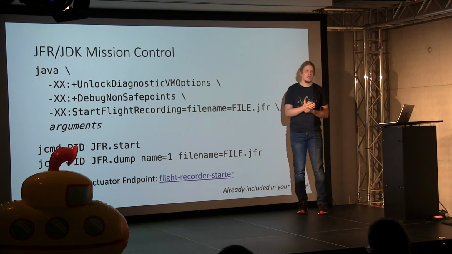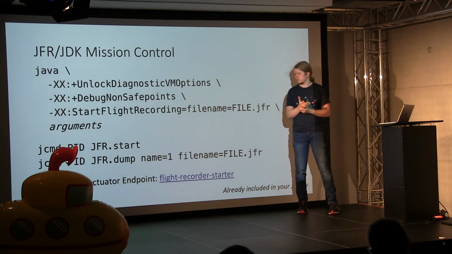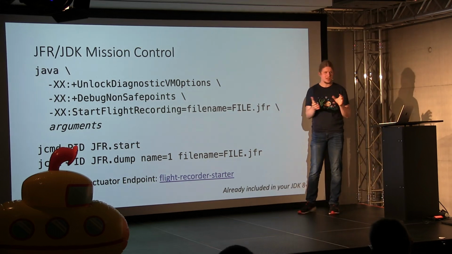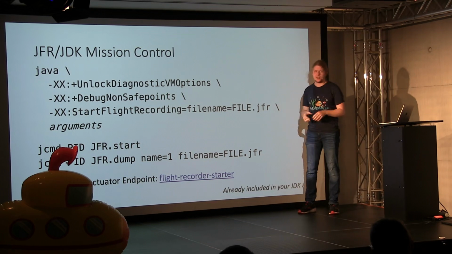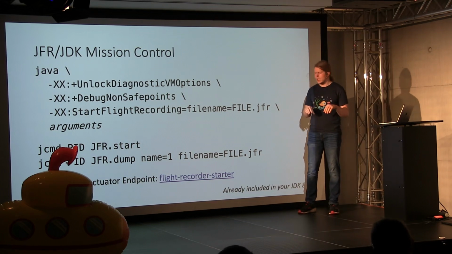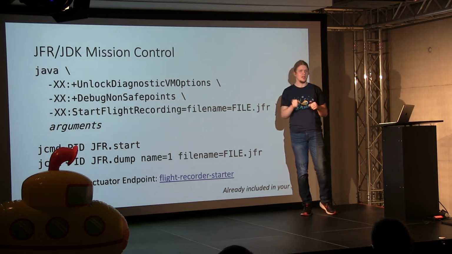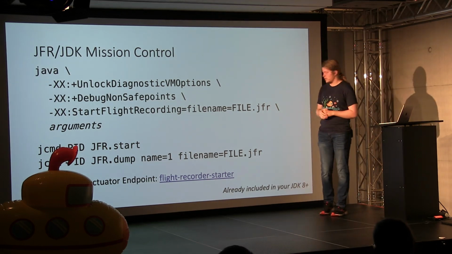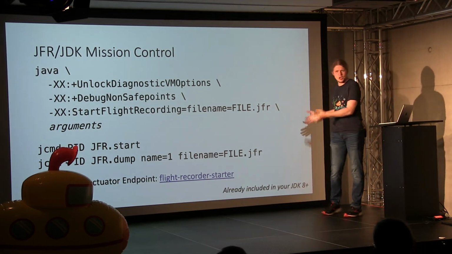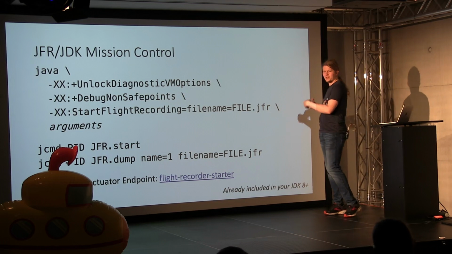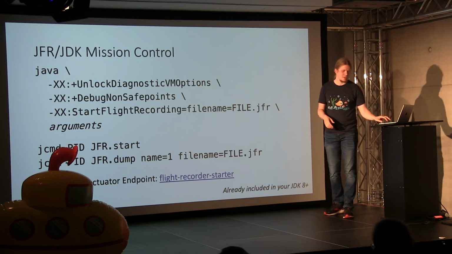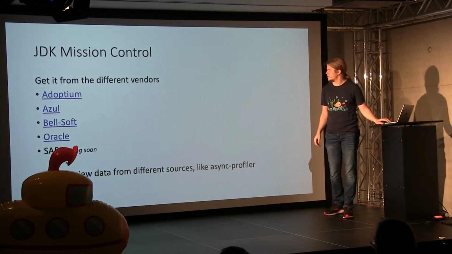And what's really cool is that someone recently developed a Spring Boot Actuator endpoint, which you can use to have an endpoint in your Spring Boot application where you can say, please start profiling, please end profiling, and give me a flame graph. And the really cool part is that it's included in your OpenJDK. You can just use it and be happy, and it works on all platforms as far as I know.